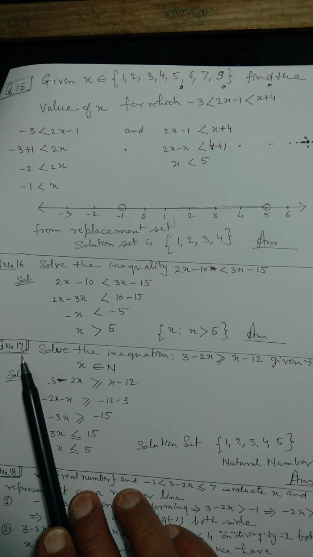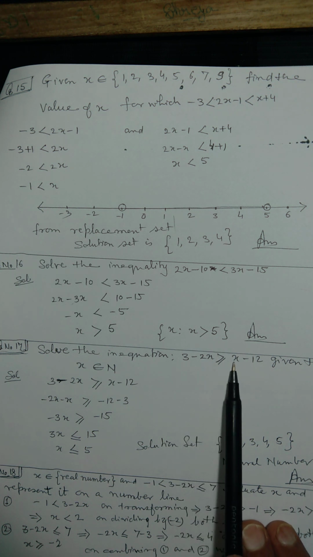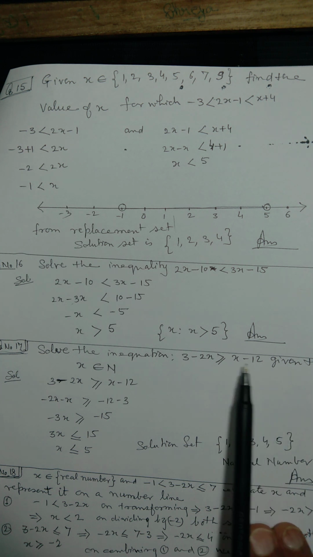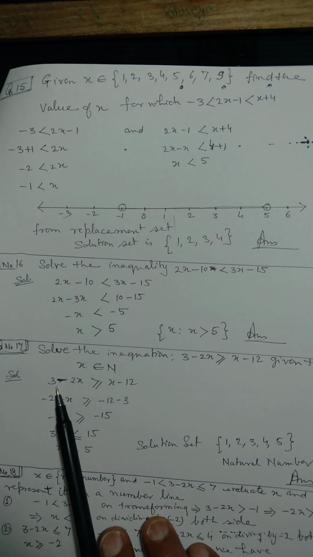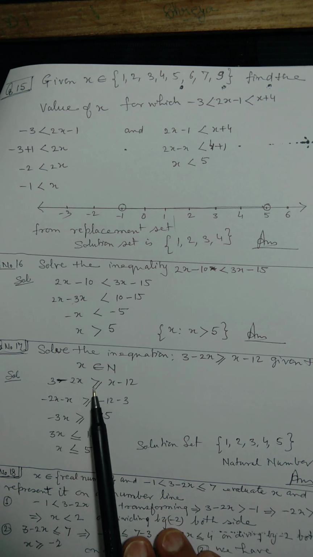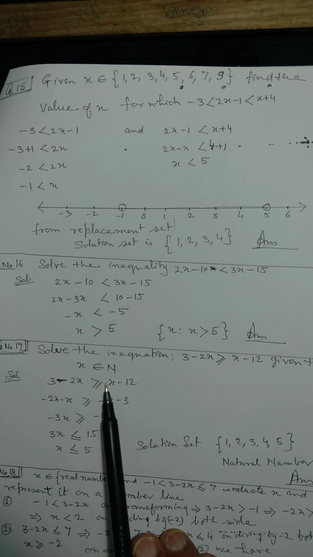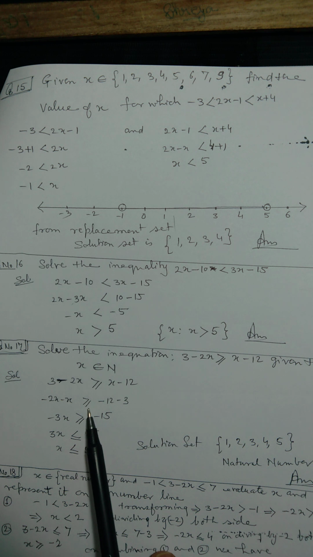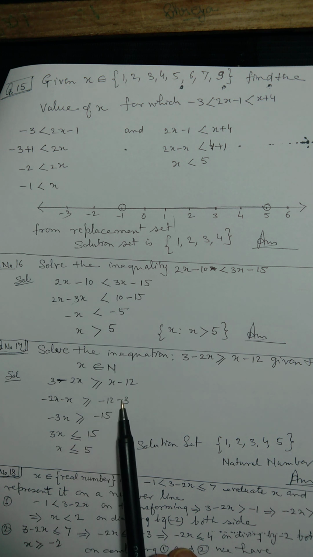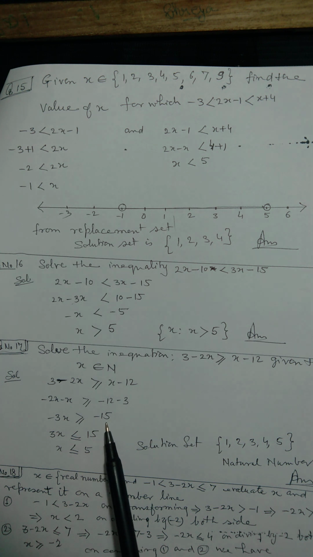Now question number 17. Solve the inequation 3 minus 2x is greater than or equal to x minus 12, given that x belongs to natural number. Here you see 3 minus 2x greater than or equal to x minus 12. So take this x to the left hand side. So 2x minus x greater than or equal to minus 12 minus 3, sorry, minus 3. So minus 3x is greater than or equal to minus 15.